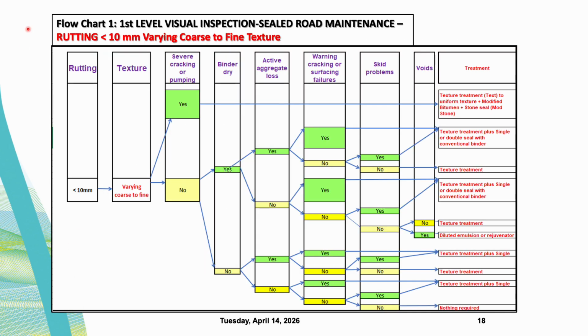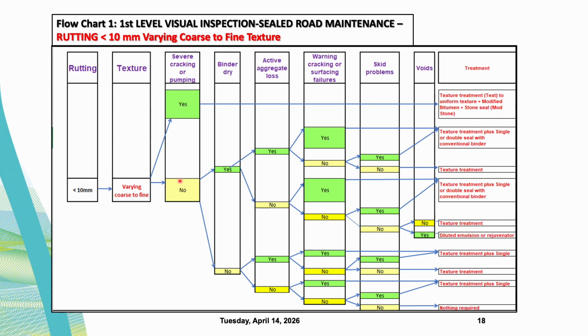This is flowchart number 1 for first level visual inspection on sealed road maintenance. The rutting is less than 10. You measured it. You can physically quantify that the rutting is less than 10. And the texture is varying coarse to fine texture. So you've got rutting, less than 10, not a lot of rutting. But the texture is varying to coarse. Do you have severe cracking?